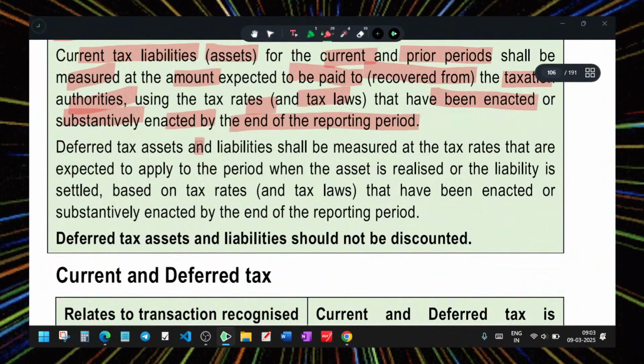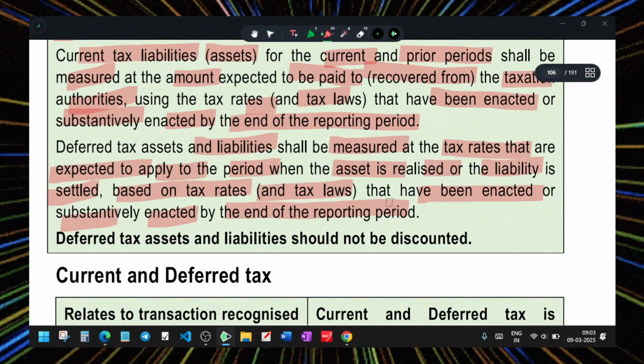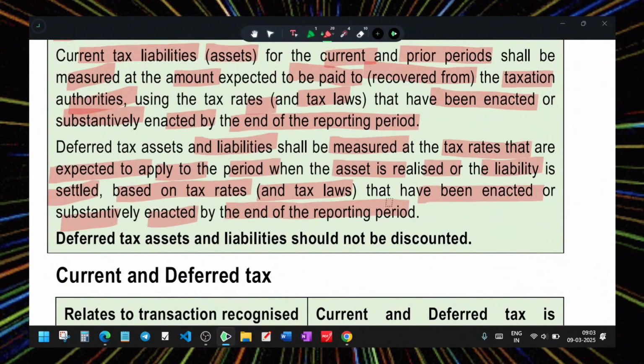The deferred tax asset and deferred tax liability shall be measured at the tax rate that is expected to apply to the period when the asset is realized or the liability is settled, based on the tax rates or tax laws that have been enacted or substantively enacted by the end of the reporting period. So from this, we get the tax asset and tax liability. How are they measured? Based on the tax rates and tax laws, for that specific period.